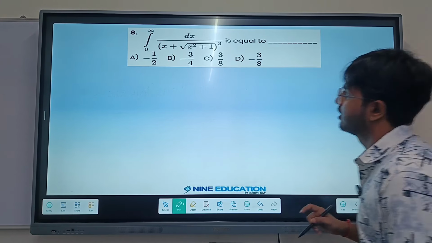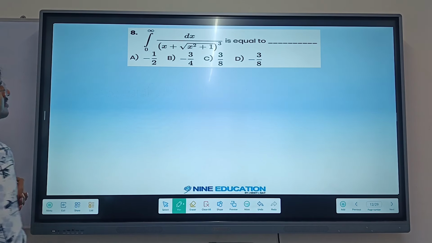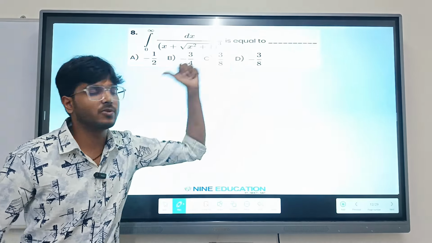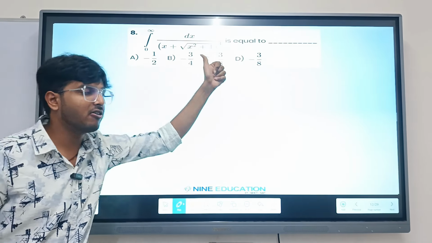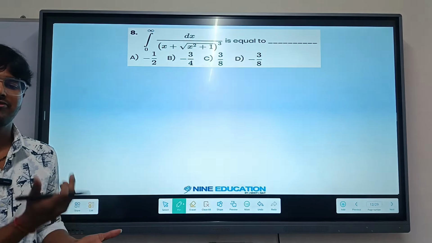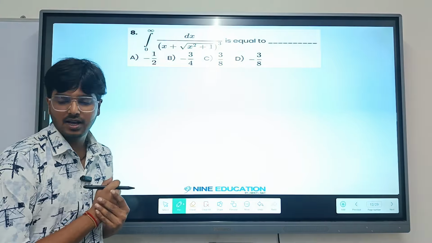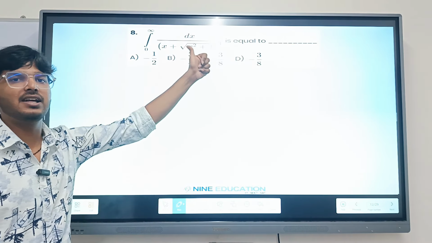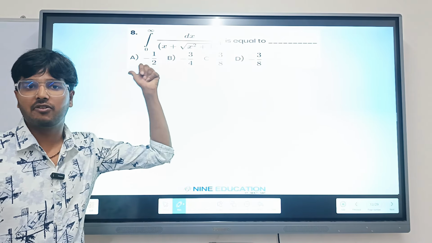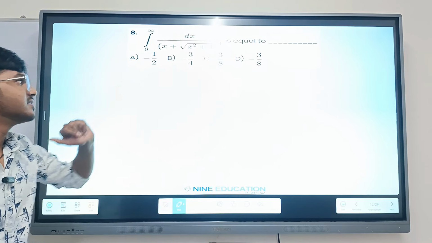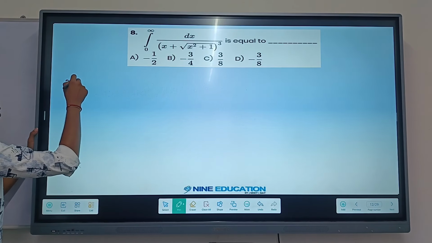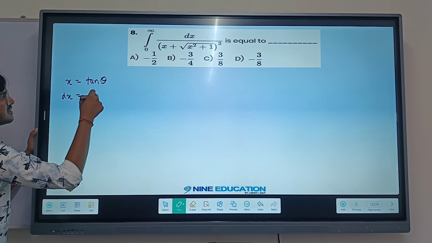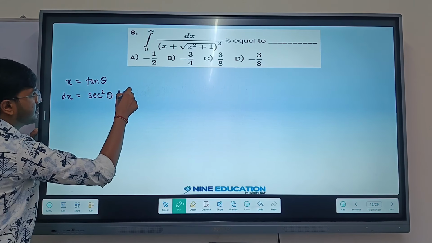Okay, let's look at the next question. This question is also from definite integration, dx by x plus root x square plus 1, whole cube. Now I have the root of x square plus 1. Somehow, if I substitute something so that the root gets removed, what should I substitute? If I substitute x as tan theta, I'll get 1 plus tan square theta, and what is 1 plus tan square theta? Secant square theta. So I'll substitute x as tan theta. Differentiation, dx would be secant square theta d theta.